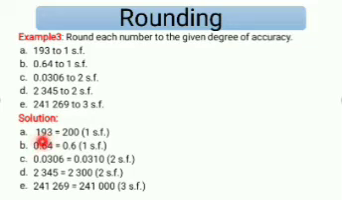If you increase 1 by 1, it will become what? 2. Then you are going to turn the remaining digits to 0. So you will now get 200. So to 1 significant figure it is 200. Is that clear? Now the second one is 0.64.